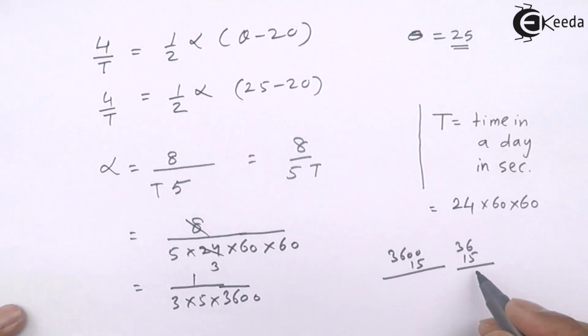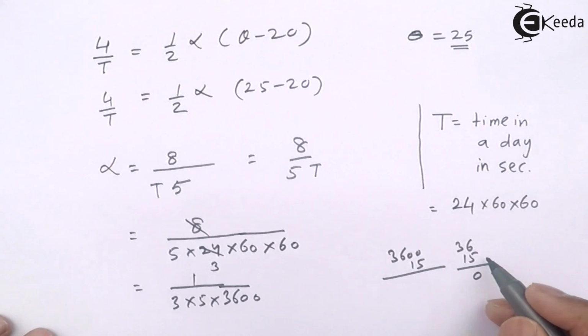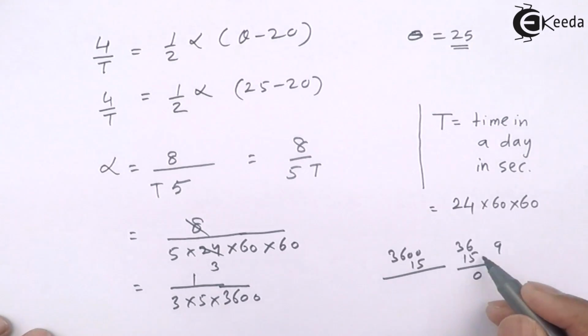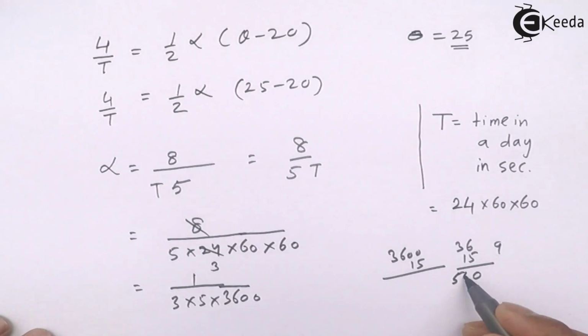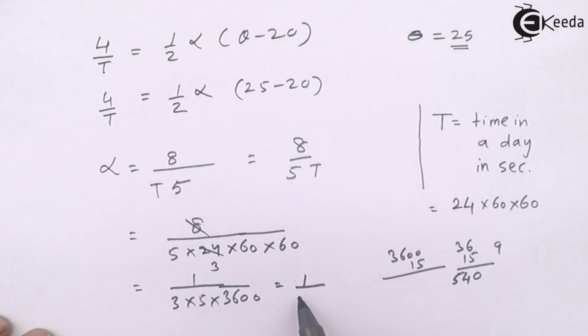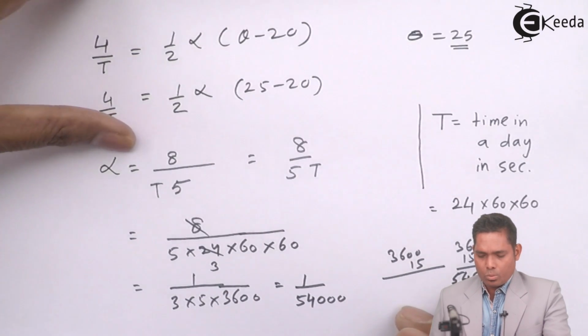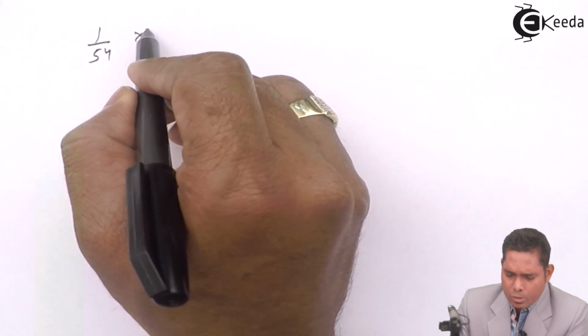This becomes 6 5s are 30, 0, 3 carries, 5 3s are 15, 18, so it is 540, and this is 2 zeros. So this is 1 divided by 54, the 36 gives 540, and this is 2 zeros. So if I take this to the numerator, I'll keep 1 over 54 here and 10 raised to minus 3 there.